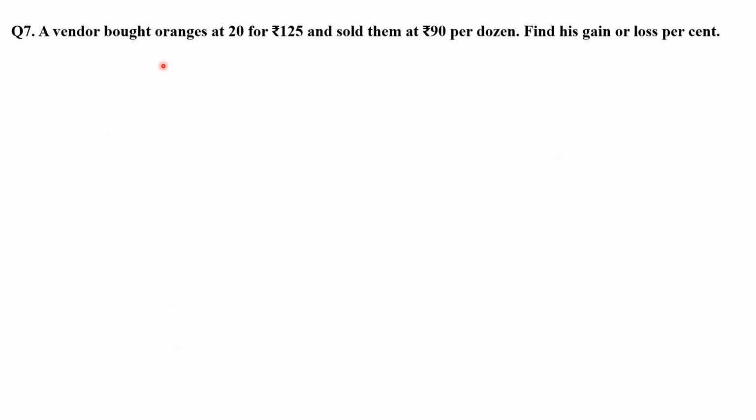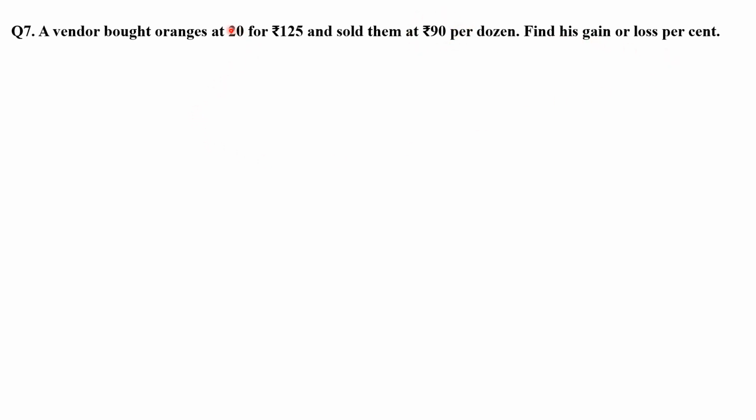Question number 7. A vendor bought oranges at 20 for 125 rupees and sold them at 90 rupees per dozen. Find his gain or loss percent. So what is the meaning of this? He bought oranges at 20 for 125 rupees, means 20 oranges he purchased at 125 rupees. This is the cost price given for 20 oranges. And he sold them at 90 rupees per dozen, means 12 oranges he sold at 90 rupees. Then you have to find his gain or loss percent.